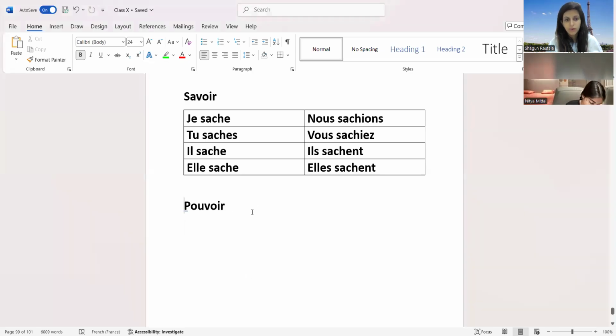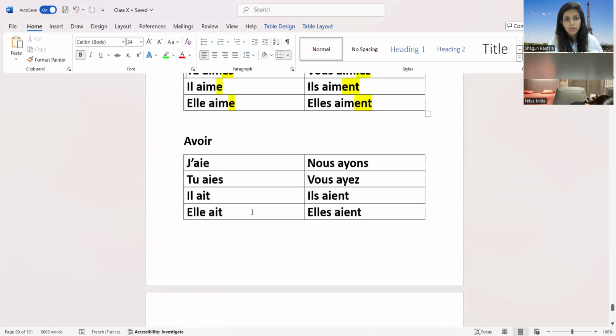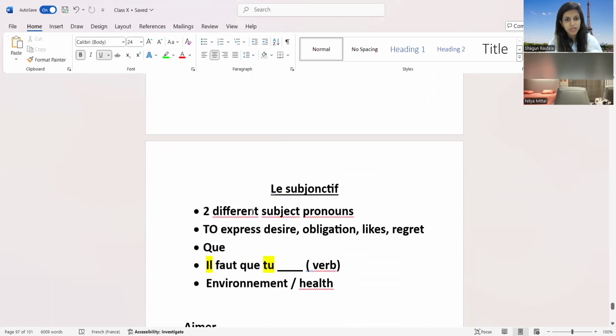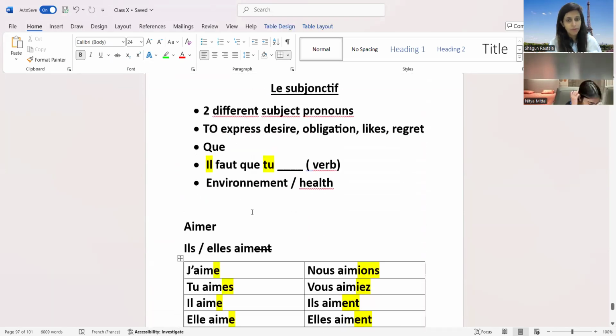चलो, before moving to pouvoir, मुझे एक बार जल्दी से recapitulate कर दो, subjunctive क्या होता है? What is subjunctive? Subjunctive is a tense which is used for environment and health. Two different subject pronouns use होते हैं इसकी एक sentence में, and it is joined with que. It is used to express desire, obligation, likes, regret, and also to give suggestions.